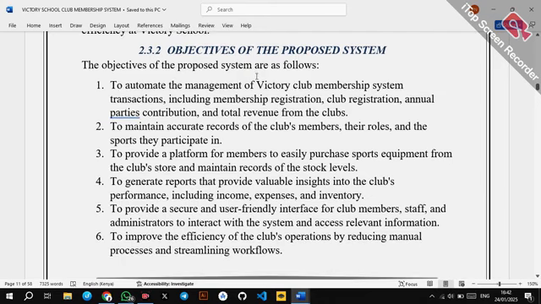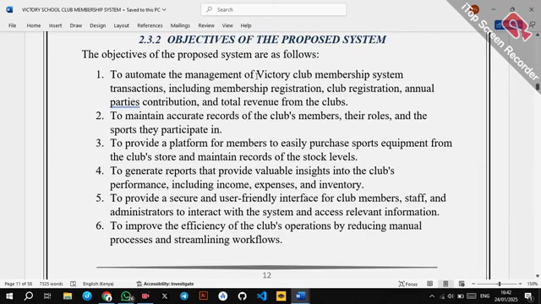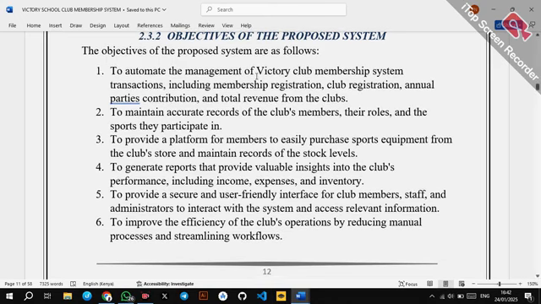Remember that objectives of a system should be SMART: specific, measurable, attainable, realistic, and time bound. So you should write objectives which are specific, measurable, attainable, realistic, and time bound. And objectives always should begin with a verb, always.